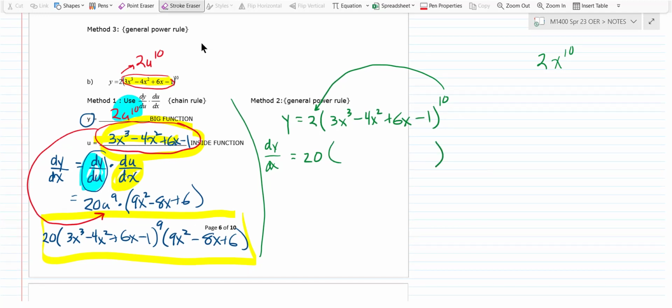You leave what's in parentheses alone. You don't touch it yet. So that just comes straight down. Okay, then that goes to the 9th power. That's what you're familiar with. That's how the power rule works.